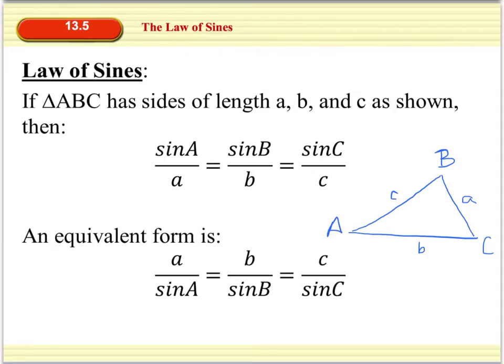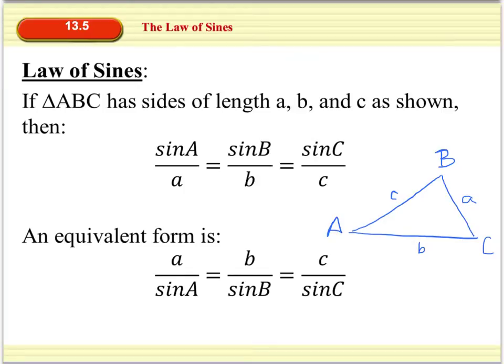Now the law of sines says that if triangle ABC, which is located right here, has side lengths of a, b, and c as shown, and if you recall from geometry, the lowercase letters indicate the side lengths, and the lowercase letters are always opposite of the angle that they belong to. So side length b here is opposite of angle B, which is represented with a capital letter. Side length a is opposite of angle A, and side length c is opposite of angle C.